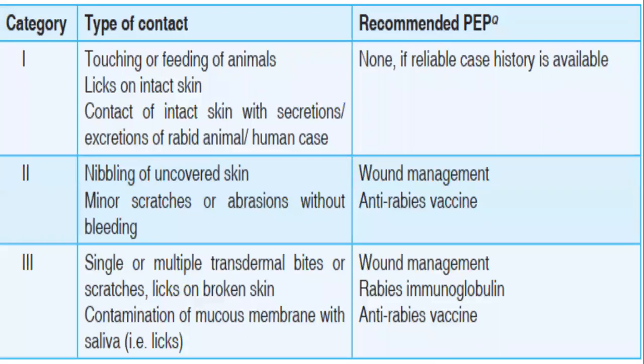So the summary of this is that if there is no exposure, no treatment, no reliable history, there is nothing to do. In category 2, where there is nibbling of uncovered skin, minor scratches or abrasions, we do the wound management and we give the anti-rabies vaccine. While if there is severe exposure, single or multiple transdermal bites, or contamination of mucous membrane with saliva, then we do the wound management, rabies immunoglobulin, along with the anti-rabies vaccine.